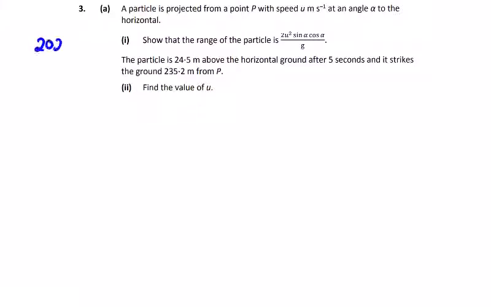This is the 2020 projectiles question. Question 3. A particle is projected from a point P with speed u at angle alpha. Show that the range is this expression here. So let's just do a little diagram.